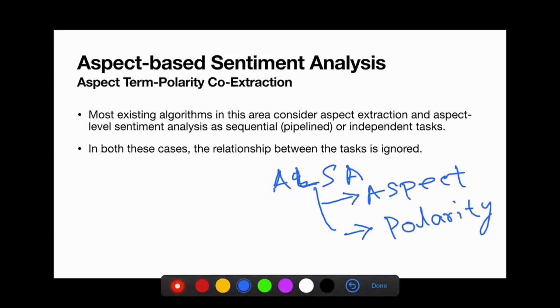Now the performance of this stage depends a lot on whether you are detecting aspects correctly or not. But these two tasks are really related to each other. So then we have this new field called aspect term polarity co-extraction, where you model the relation between these two tasks and try to perform the two tasks together.